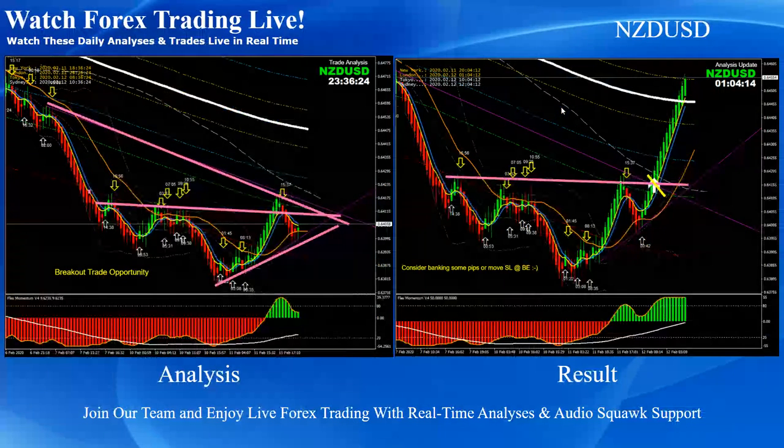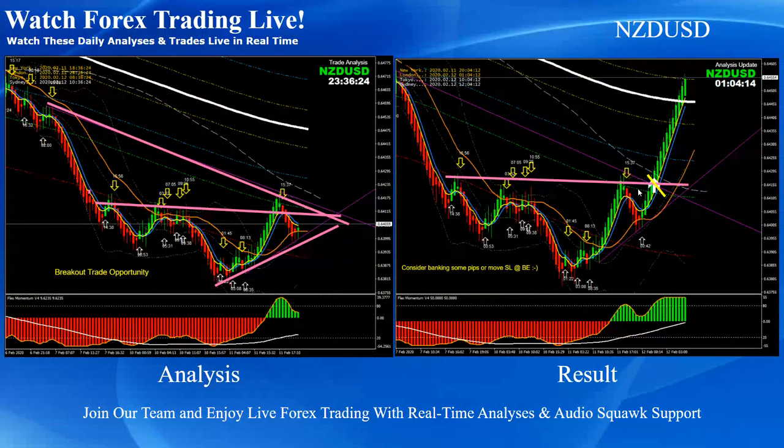Just to recap, these are the intraday analysis with a live audio commentary. As you can see, on the left hand side is the analysis, the right side is the trade taken based on that analysis. Kiwi dollar, as you can see, this was a pretty straightforward triangle pattern, beautiful breakout long trade.